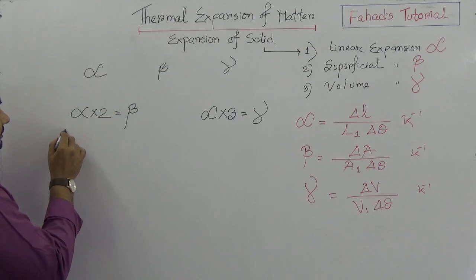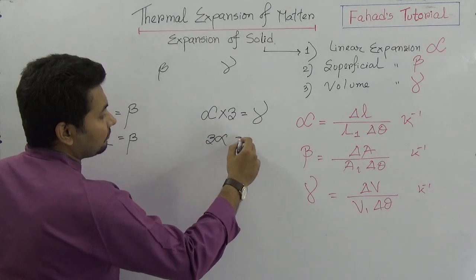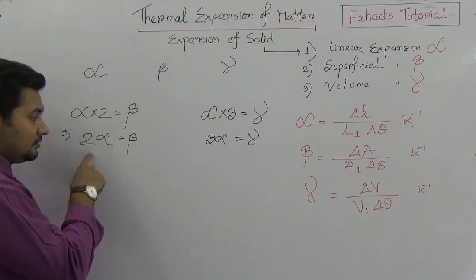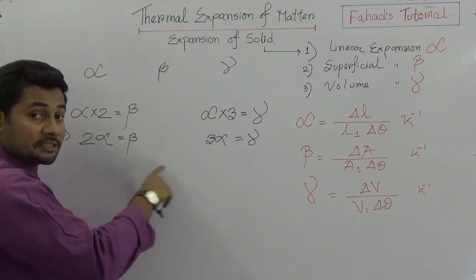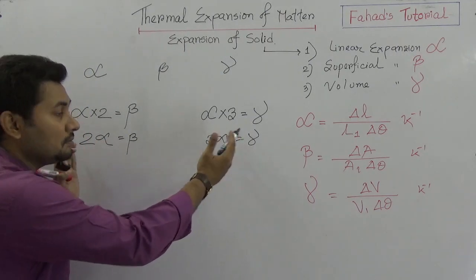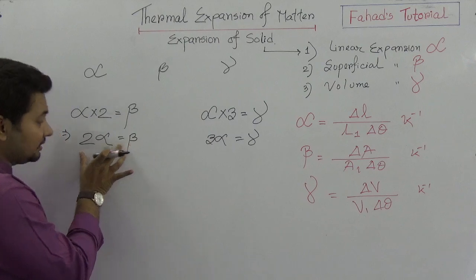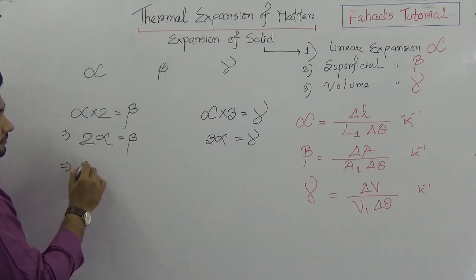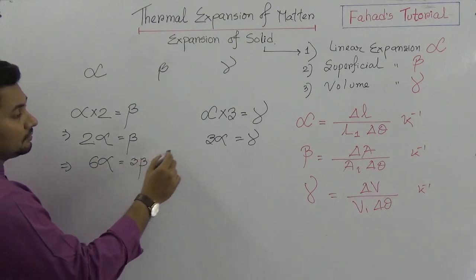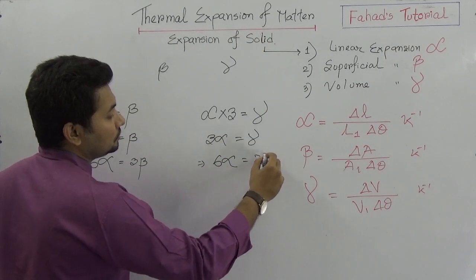Now you think, 2 alpha is beta, 3 alpha is gamma. In this case, if I want to make a relation in these two equations, I need to make a common quantity in these two equations. How can I do it? If I multiply by 3 with this, then it will be 6 alpha equals 3 beta, or if I multiply it by 2, then it will be 6 alpha equals 2 gamma.